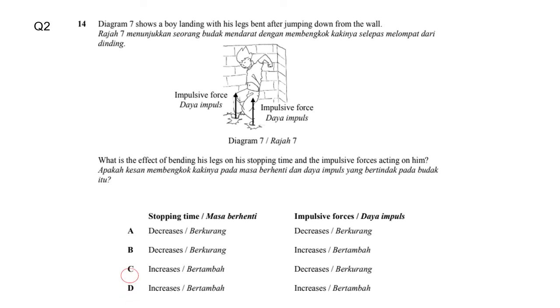The answer is C. Stopping time increases, impulsive force decreases. This is because bending his legs increases his stopping time. As we all know, impulsive force is inversely proportional to the time of impact. So, when the stopping time increases, the impulsive force will decrease.